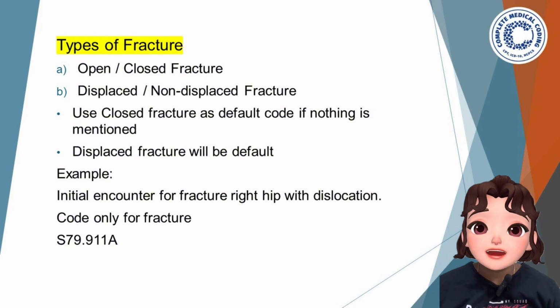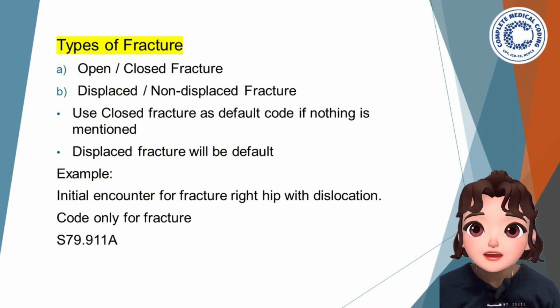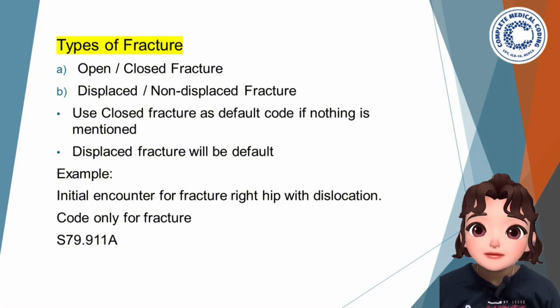Now, what are the different types of fracture? There are open and closed fracture, displaced and non-displaced fracture. If you consider open and closed fracture, we will use closed fracture as the default code if nothing is mentioned. If nothing is mentioned in the documentation, then we will use closed fracture as the default one. And from displaced and non-displaced, we will use only displaced fracture as the default one if nothing is mentioned.